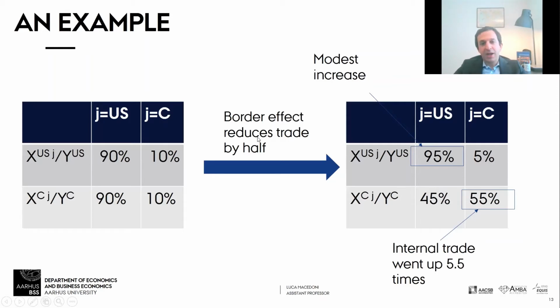And then we would like to generate a model such that this change in the border effect, this creation of the border, generates asymmetric effects on the exports of countries, for instance, depending on their size. And that's what we're going to do with this so-called structural gravity model.